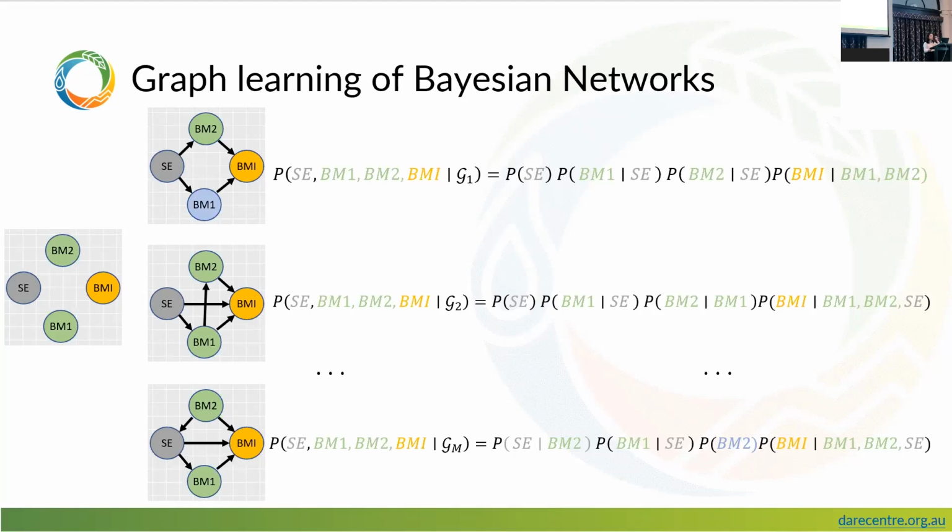So one possible graph structure that we can have from these 4 nodes is the first one, where BM1 and BM2 are the children nodes of SE, and are parents of BMI. You can then write down the joint probability distribution of this graph as the conditional distributions that only depend on the corresponding parents in the graph. But this is not a unique structure. There are other structures that we can explore, and we can write down different probabilities accordingly. And for the 4-node case, the number of possible structures can go up to over 500 structures.